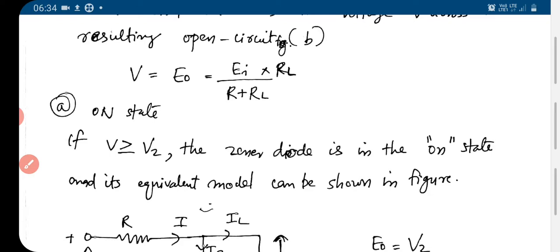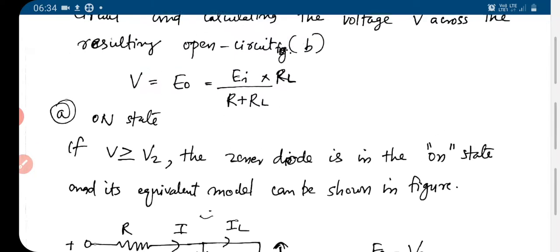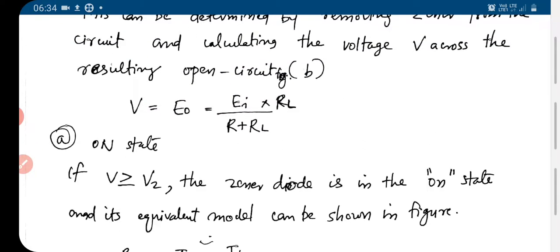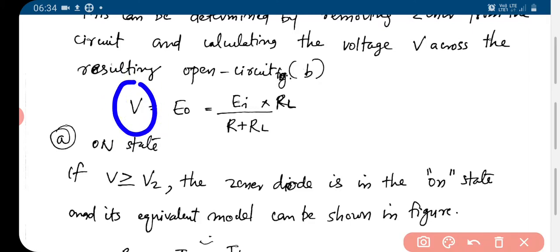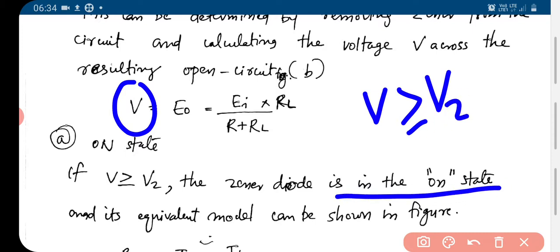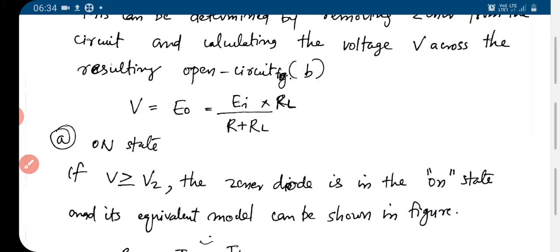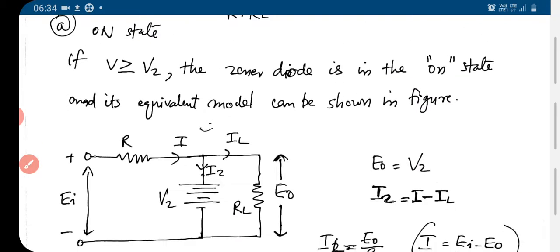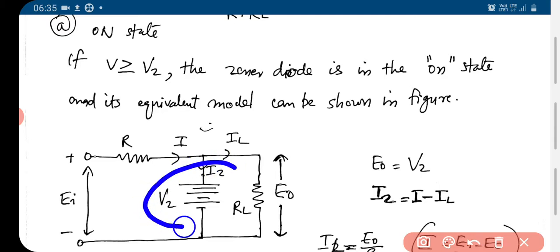So we find this V, and if this V is greater than or equal to Vz, then the Zener diode is in the on state. In that situation, the Zener diode can be considered as a battery of voltage Vz.